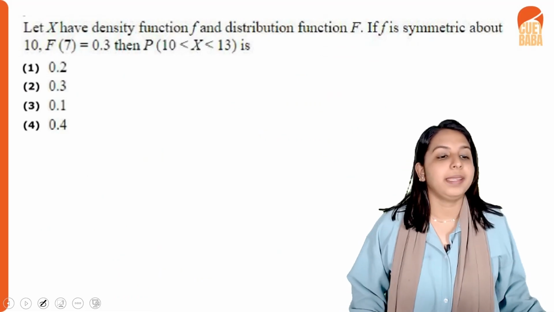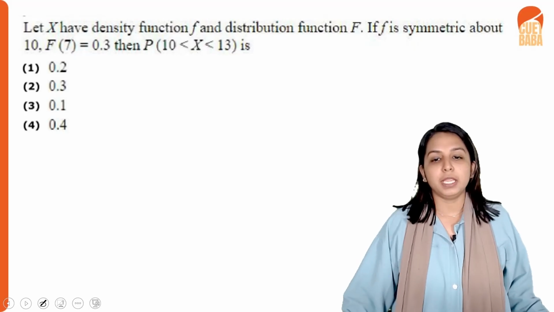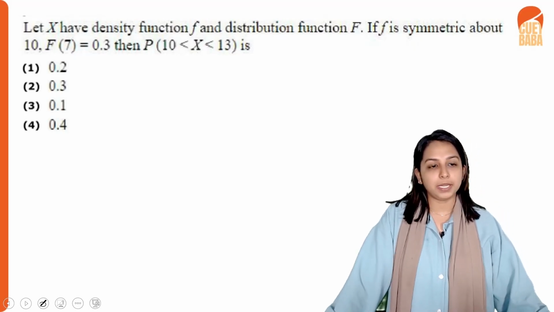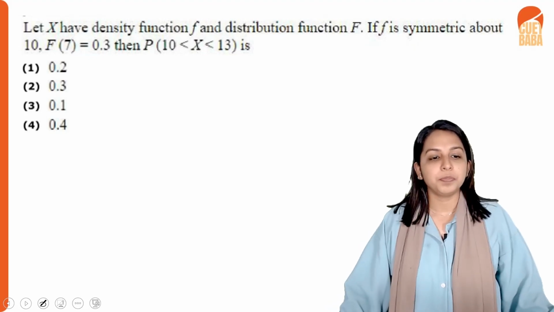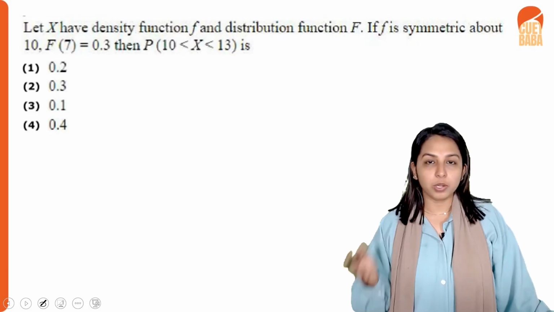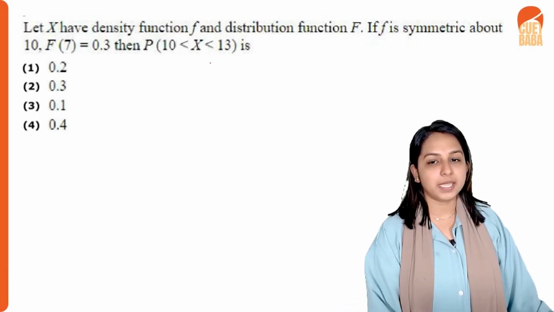So next question: let x have a density function f and the distribution function capital F. If density function is symmetric about 10 and capital F of 7 is equal to 0.3, then probability of 10 less than x less than 13 is. We have already seen a similar question in this question paper only. We can see how to prove it.